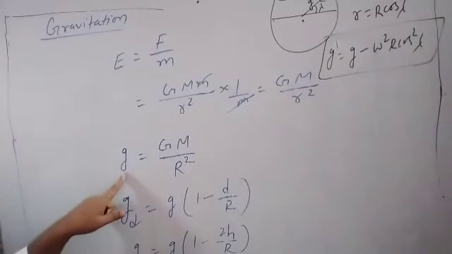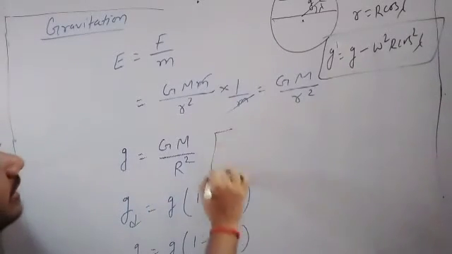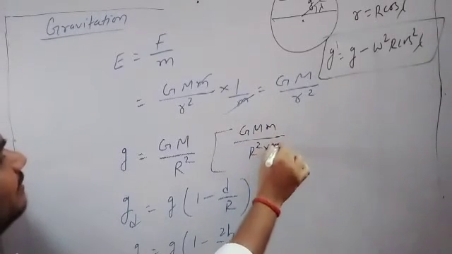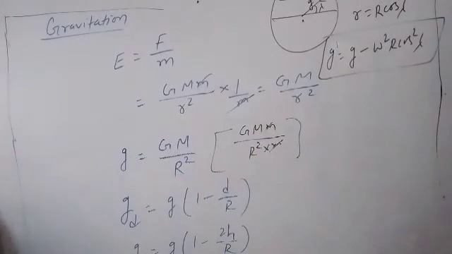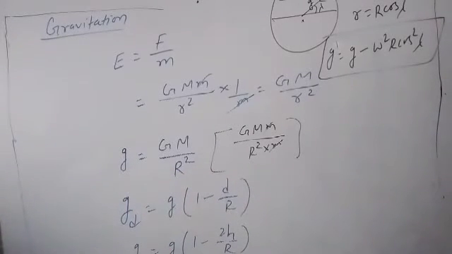And how can we find the formula of gravitational acceleration on the surface of earth? As we know, acceleration is force by mass. So again you can write the formula of force as G M m upon r square, and divide it by mass, you will get the result GM upon r square. Okay, so g equal to GM upon r square is for the surface of earth. This formula is valid on the surface of earth.